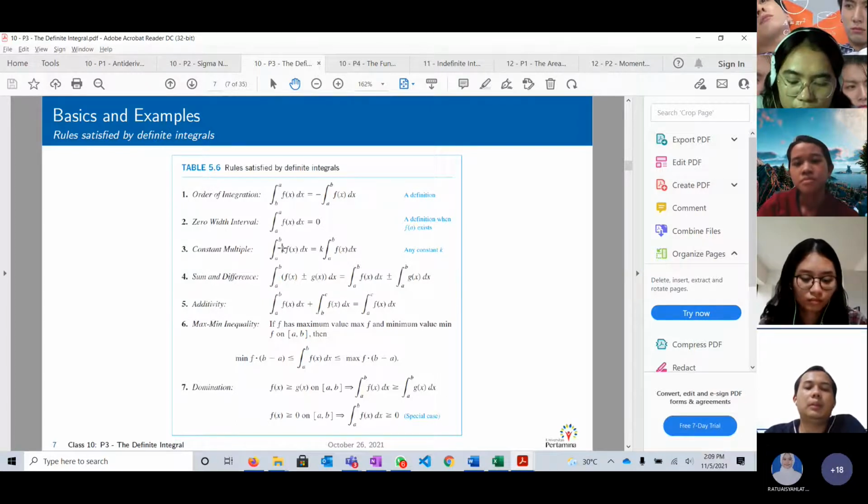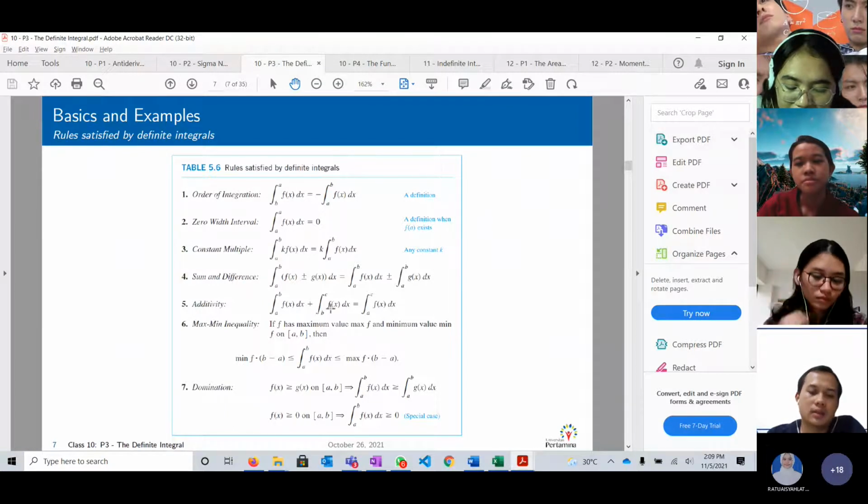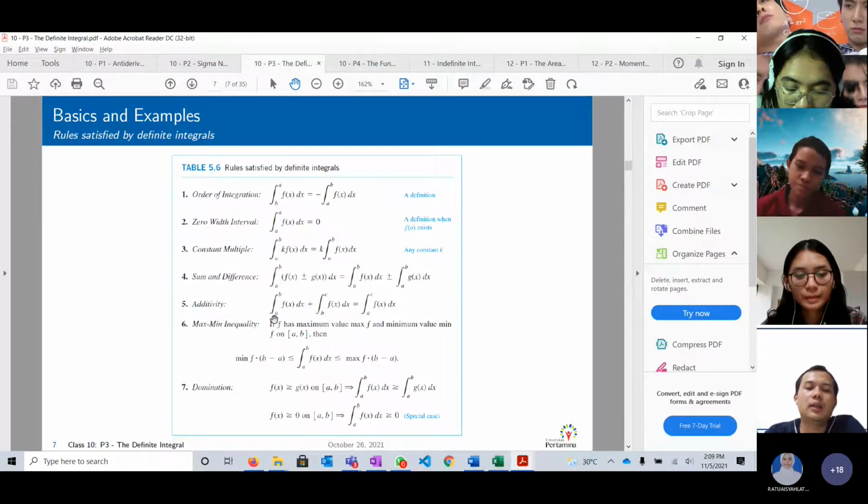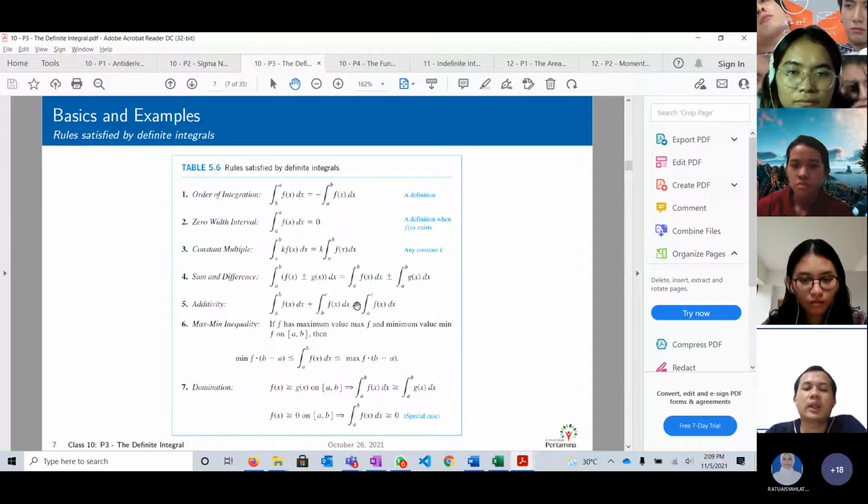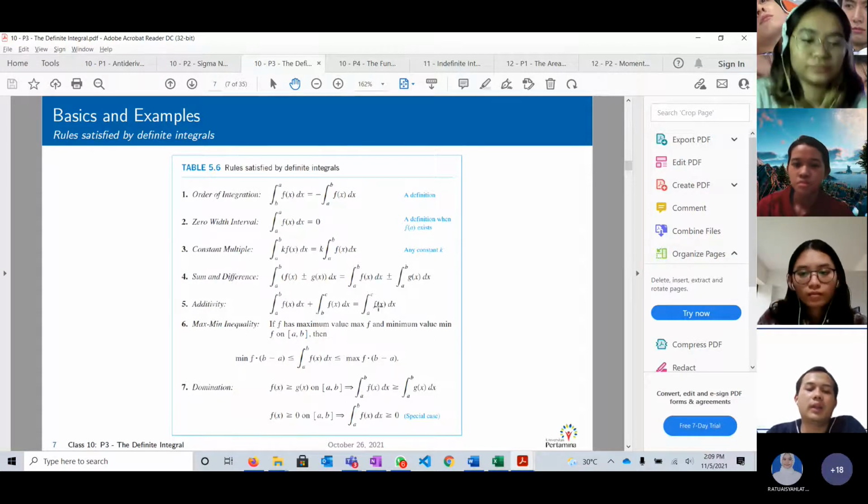If we multiply by a constant, then we can take out the constant like this. We also have the sum rule, difference rule, and additivity. Additivity means that if we want to integrate f of x with respect to x, we integrate it from a to b plus the integration from b to c. In this case, we can combine the integrals since the integrands are the same. We can combine them to be the integral from a to c of f(x) dx.